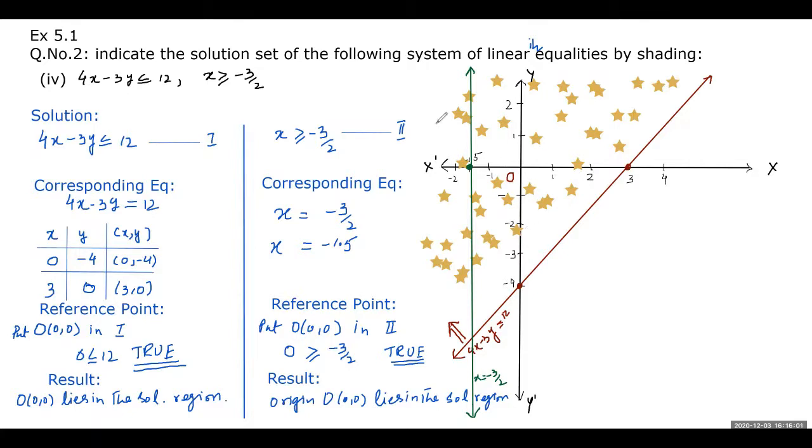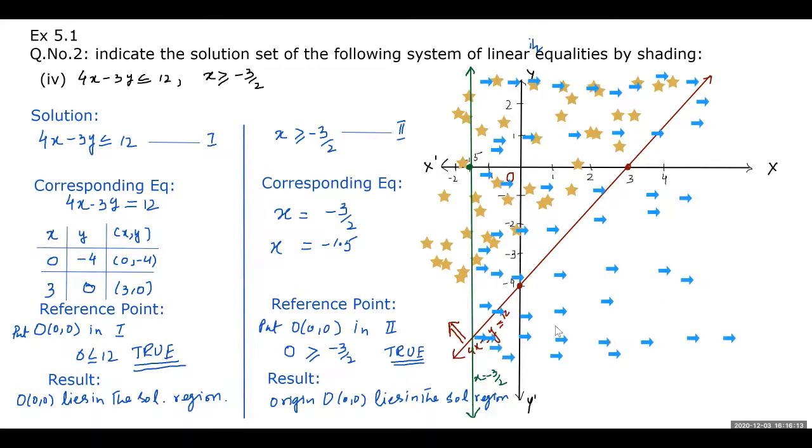So I'm going to shade it with this blue stamp. Let's see. Whole this region is the solution region of my second line, right side of this line. And now you have to find the solution region of both these, their collective, their common solution region.